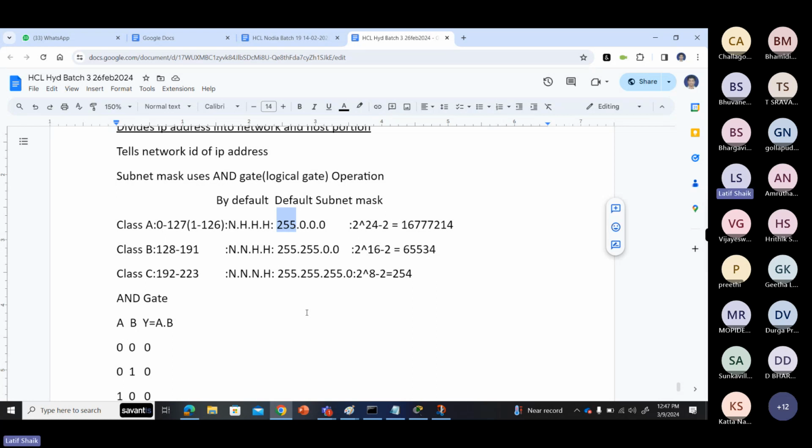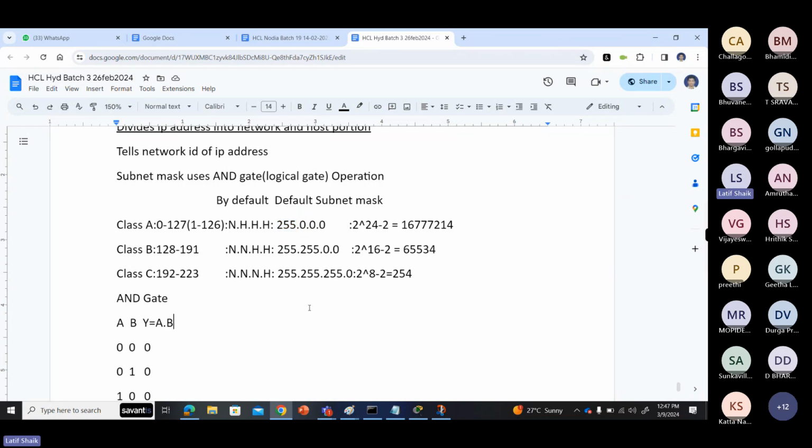Written in subnet mask form, class A is 255.0.0.0, class B is 255.255.0.0, and class C is 255.255.255.0. For class C, the first three portions are network portions, and you can see all 255s here. For class B, the first two portions are network portions and the next two portions are host portions.